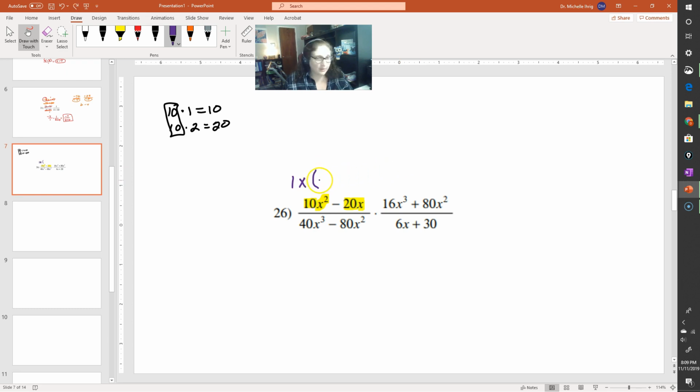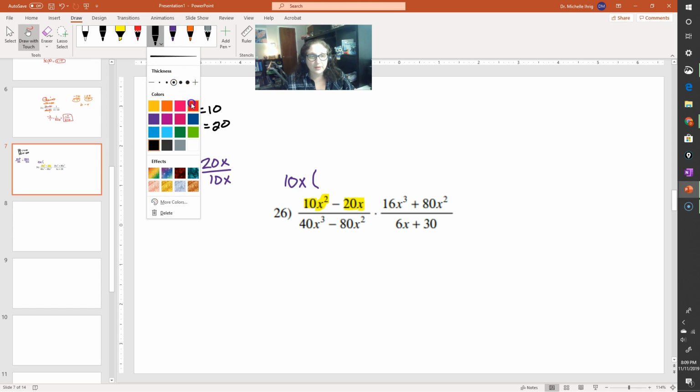And so what you can do is some kids like to write 10x squared and then just put 10x underneath it to cancel it. Some kids doing it this way with a ton of scrap paper is what's best for them. So if that's you, go for it. You can totally do it that way.